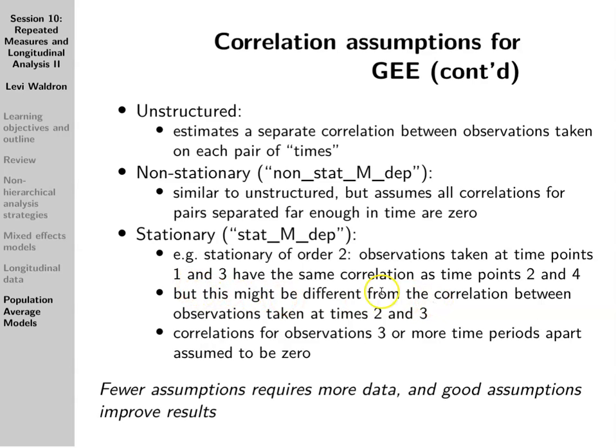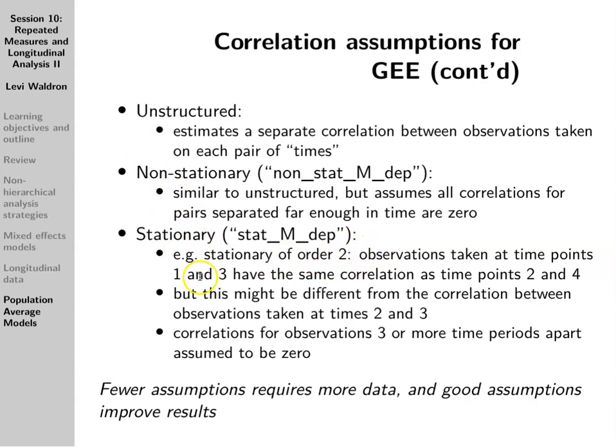And that might be different from the correlation between observations taken at times 2 and 3. So it's like the distance or the difference in times that matters. And then finally, correlations for observations 3 or more time periods apart would be assumed to be 0 if this is stationary of order 2.